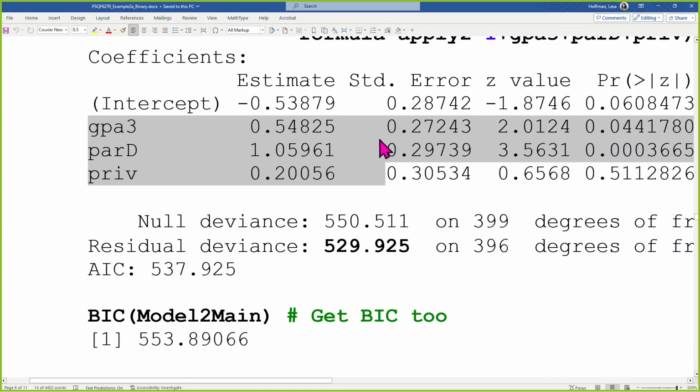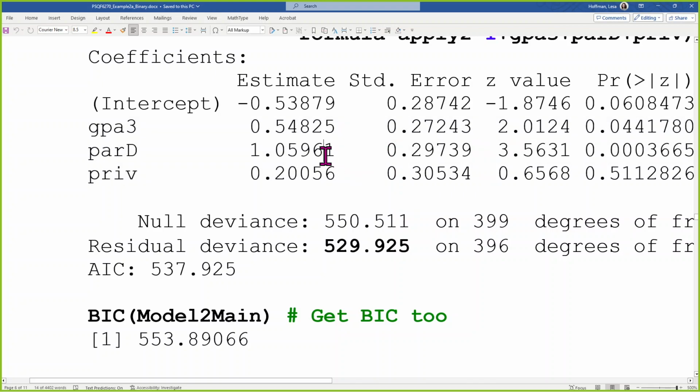However, that's not good enough for me. I want you to know how to use the numbers. So these are slopes. A slope is always the change in y for a 1 unit change in x. That will never, ever change. The trick is putting it in context. So 0.55 is the change in logit y per unit of GPA.